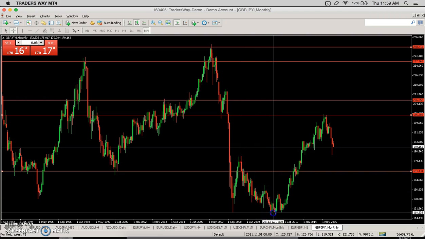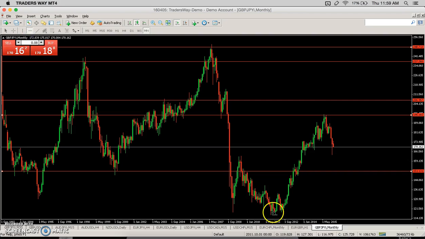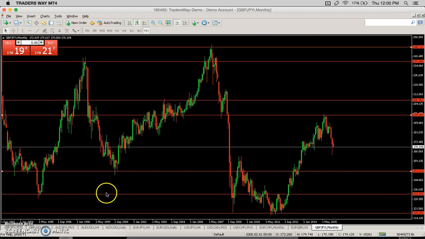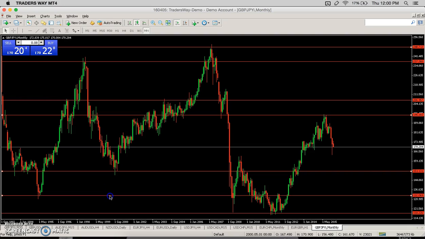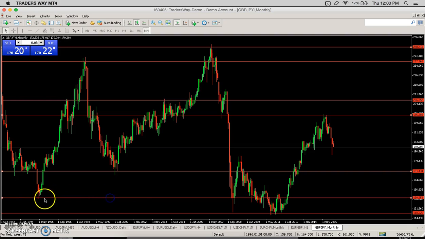Here's a good support right here. Bounced off of there. So this one over here. You do want to adjust them if you don't draw them too well. You see how here, for example, I drew it at the wick and not the body because it matched up better with the support over here. So I matched it on the wick over here, and I was able to match it on the body over here, and that's cool.